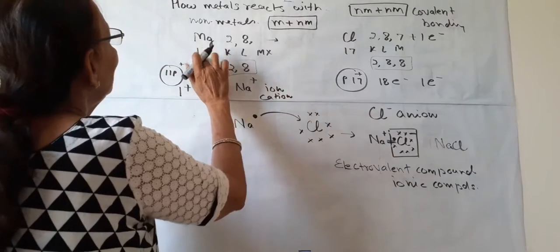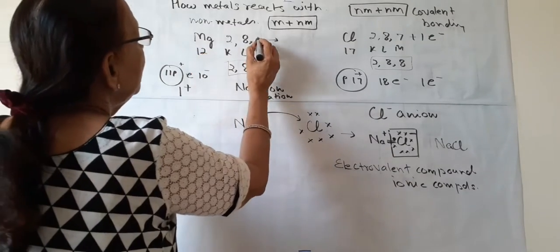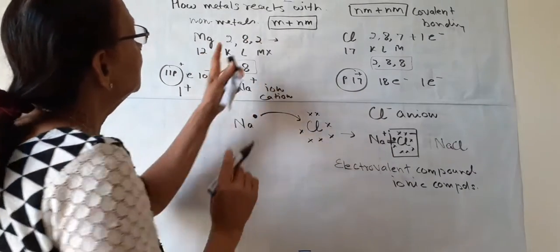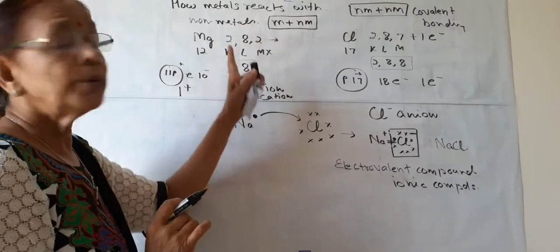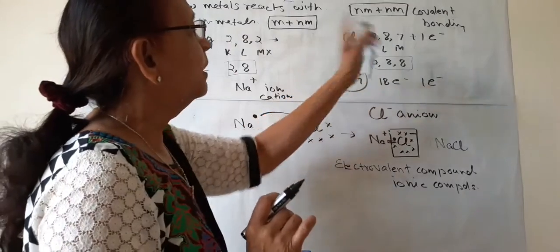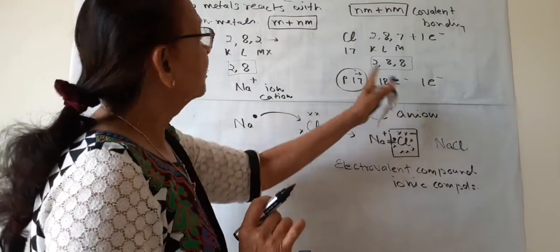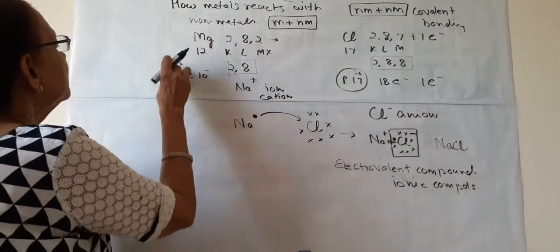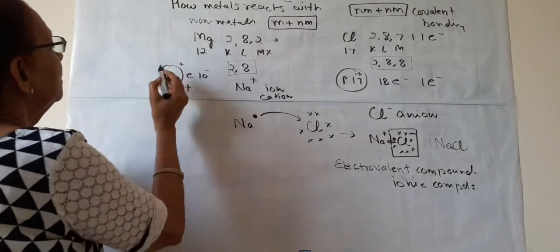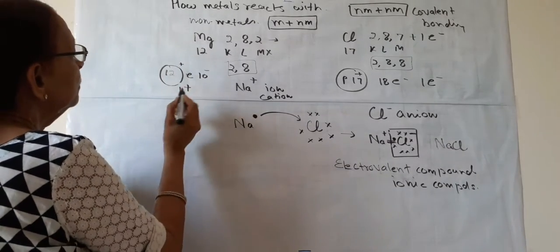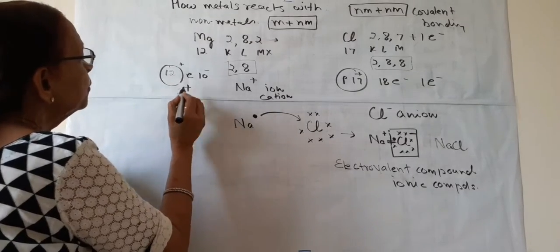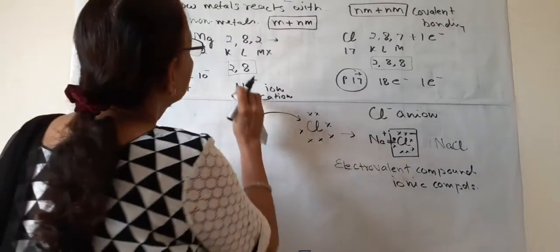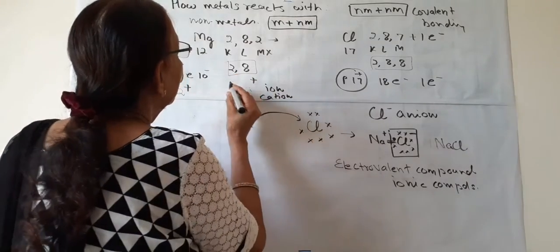The atomic number is 12 and the configuration is 2,8,2. In the last shell, the M shell, 2 electrons are present. Here I am taking chlorine only, like this. So this has 12 protons, so it will have a charge of 2 plus. So it will form a cation.